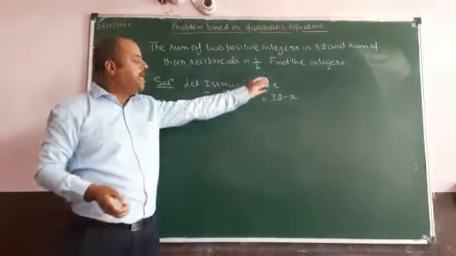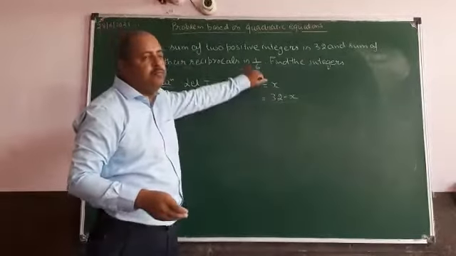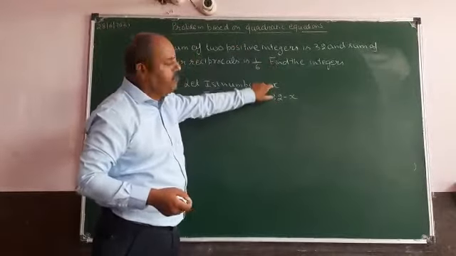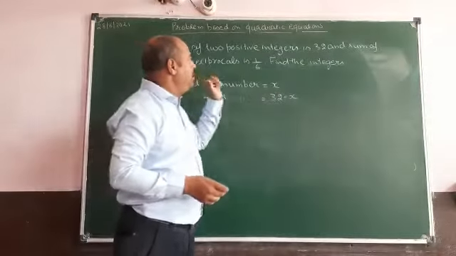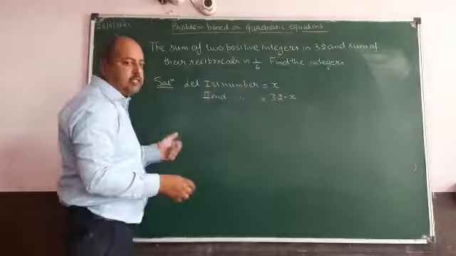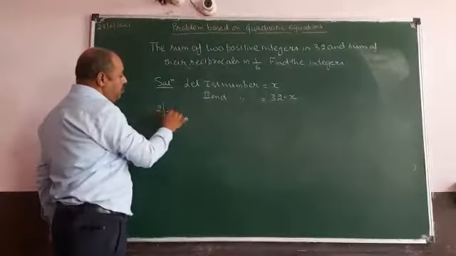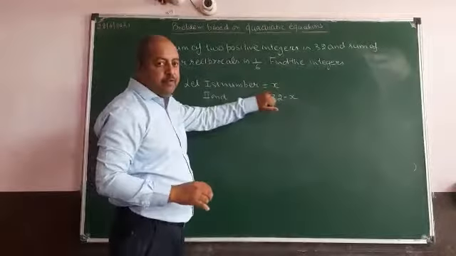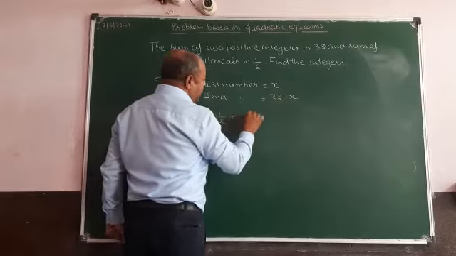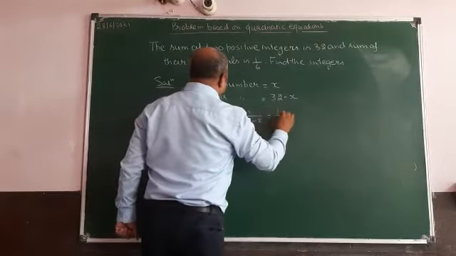If the first number is x, then the second number will be 32 minus x. So here we get something out of the statement that this type of numbers will be there. Now the second statement is the sum of their reciprocals. Reciprocal means, if the number is 2, then its reciprocal will be 1 by 2. So the sum of their reciprocals means 1 by x plus 1 by 32 minus x, which is 1 by 6.